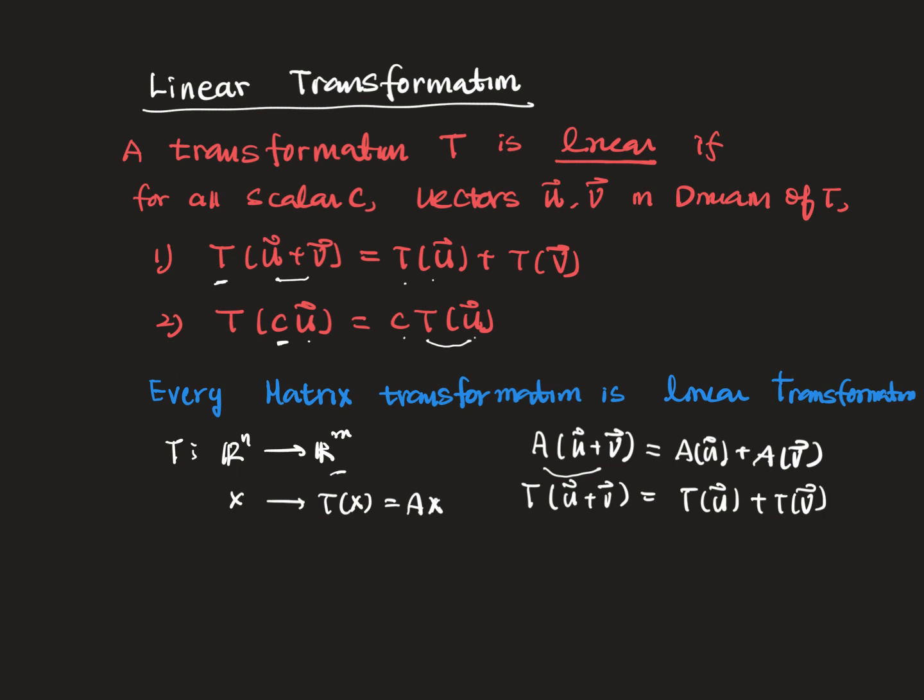Okay, so that's the first condition for the matrix. Second condition, scalar multiplication. A matrix times c times the vector u: the scalar is going to be outside, A times u. In transformation notation, T of cu is c times T of u. So we can confidently say every matrix transformation is a linear transformation.